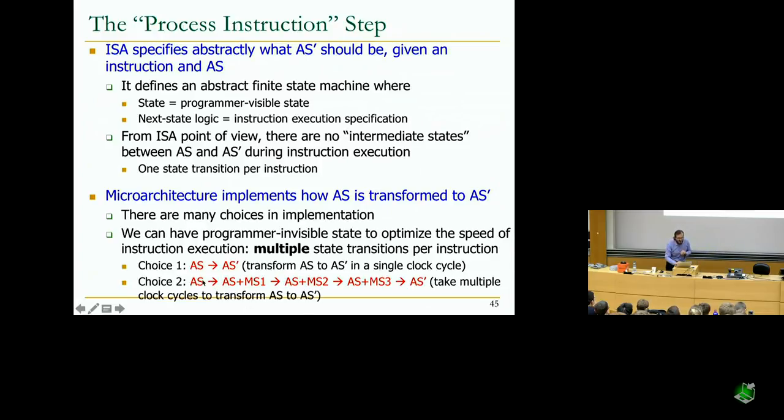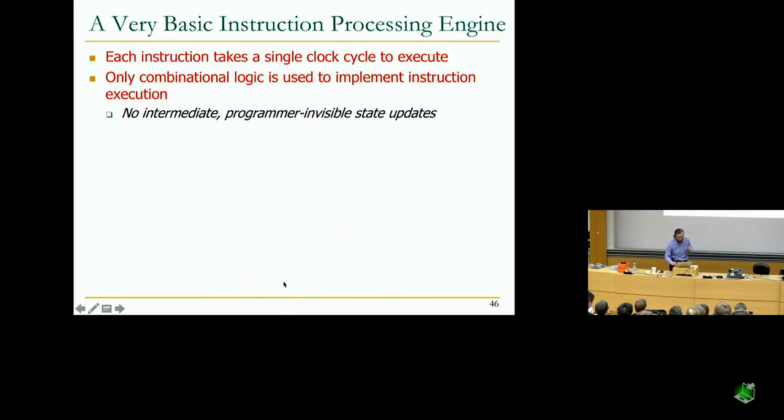So that's the simple choice that we're going to examine in this lecture, hopefully. The second choice is what we will call a multi-cycle machine. You transform architectural state to architectural state plus microarchitectural state 1, plus some other intermediate state, plus some other intermediate state. Now, as you can see, we don't change the architectural state while we're transforming over multiple clock cycles. And at the end, we generate architectural state prime. So you take multiple clock cycles to transform AS to AS prime. This is a multi-cycle machine.